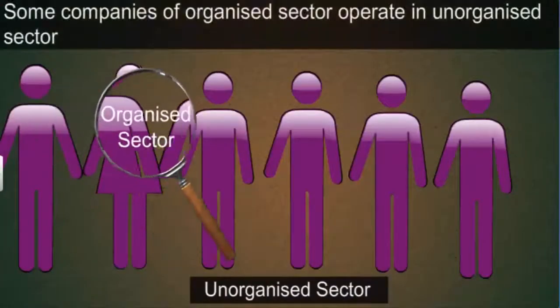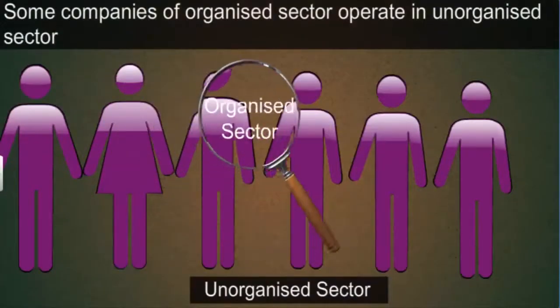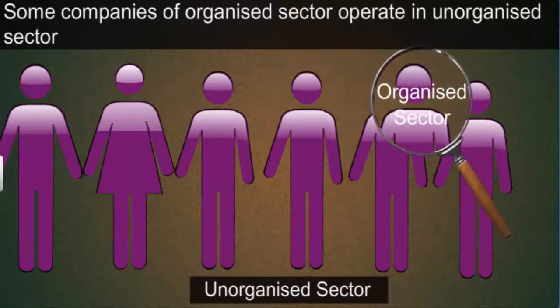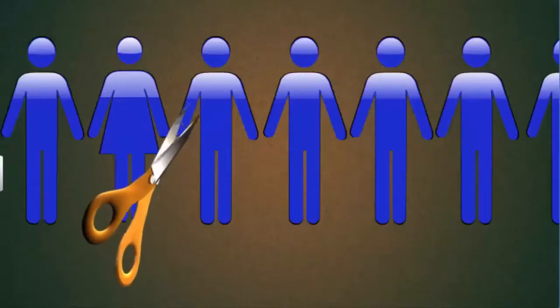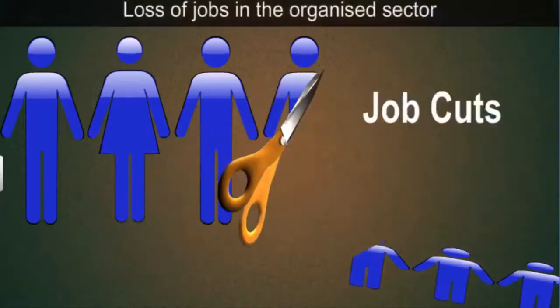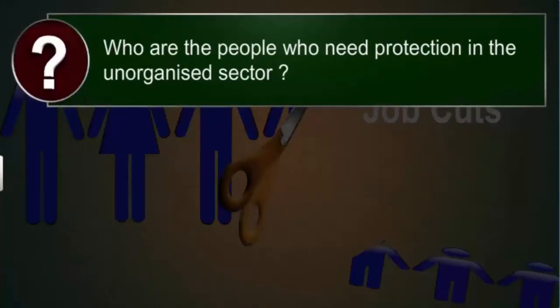Some companies from the organized sector operate in the unorganized sector to save taxes and to avoid giving the employees their due benefits. Since the 1990s, a lot of people employed in the organized sector have lost their jobs and/or been forced to take up employment in the unorganized sector. Let us now look at the groups of people who need protection in the unorganized sector.